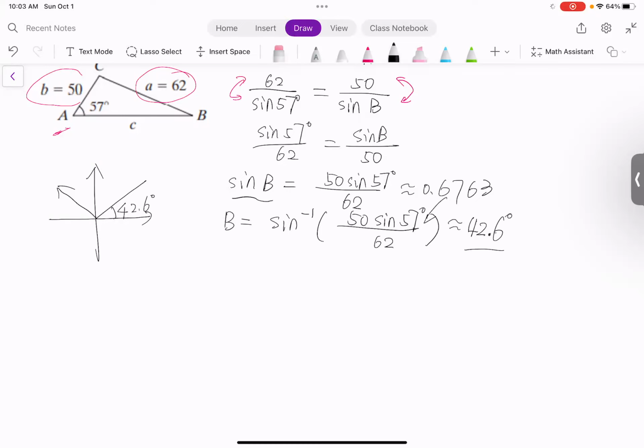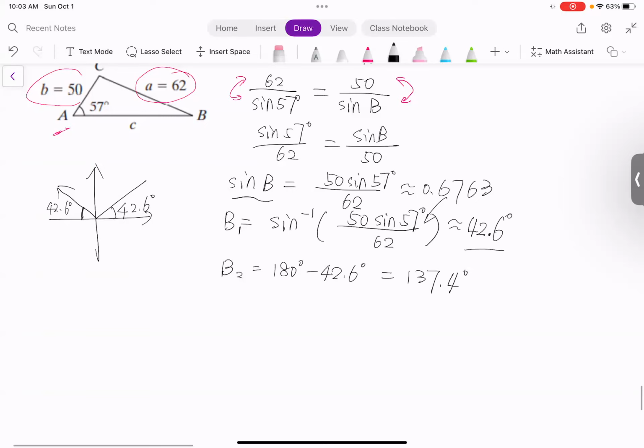You'll find this angle. And we need to know that we also have another angle, maybe another angle in the second quadrant. And the reference angle is 42.6 degrees. So this is B sub 1. And also I have B sub 2. I use 180 minus 42.6 degrees. And this one is about 137.4 degrees.